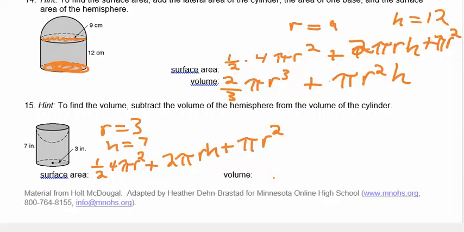For the volume, we're going to subtract. We'll take the volume of the cylinder, which is the area of the base times the height, and we're going to subtract the volume of that hemisphere, which is half of it, so that's the 2/3 pi r cubed. So if you correctly plug in your values for r and h into these formulas, you should get the correct answer for these problems.